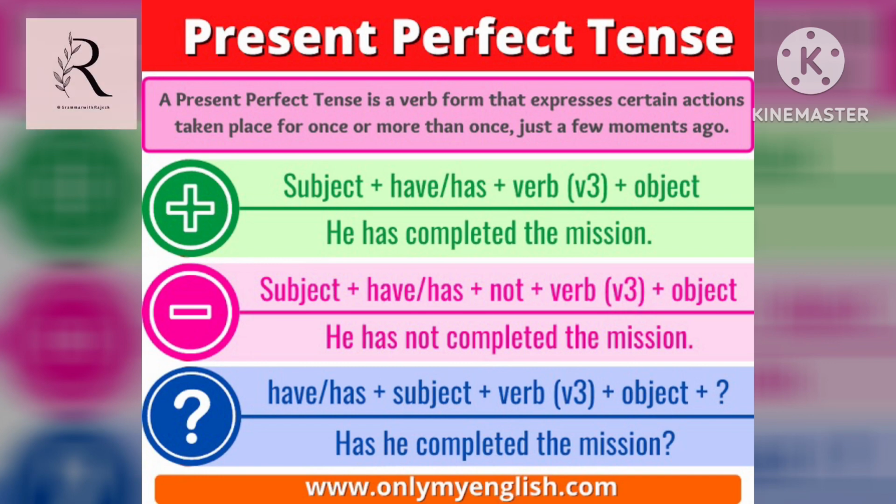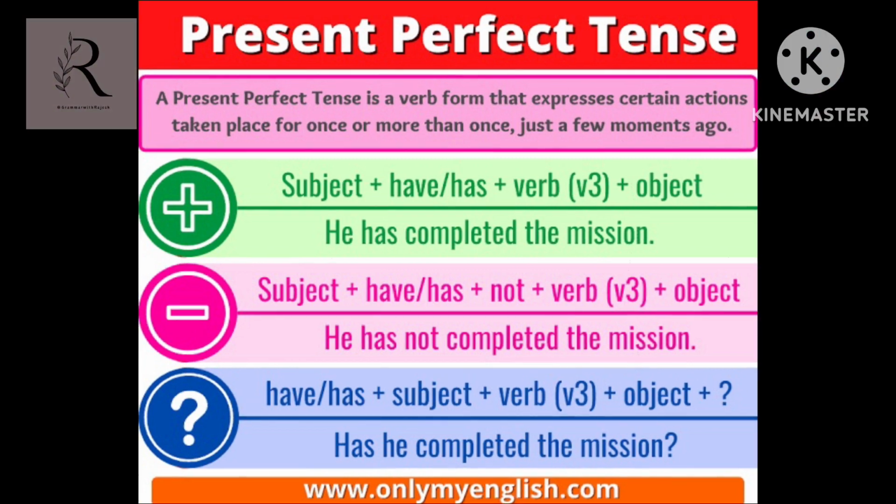Structure for the negative present perfect tense: subject plus have or has plus not plus verb V3 form plus object. Example for the negative present perfect tense: he has not completed the mission. Structure for the present perfect tense questions: have or has plus subject plus verb V3 form plus object plus question mark. Example for the present perfect tense questions: has he completed the mission?